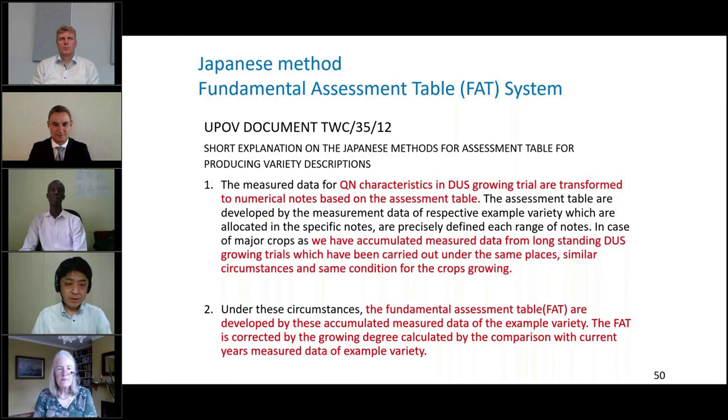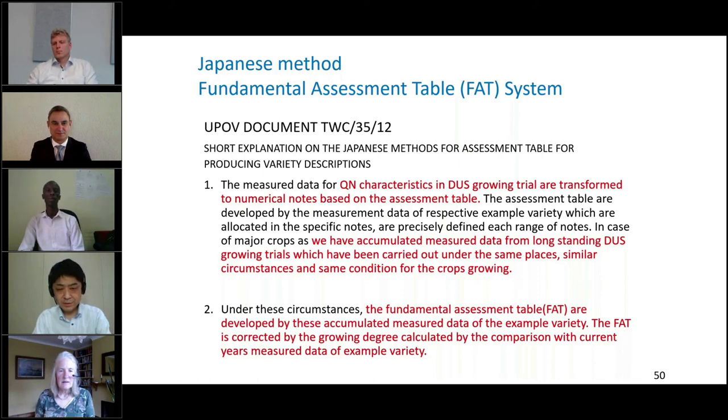So here we have the Japanese method, the fundamental assessment table system, called the FAT system. According to the UPOV document TWC slash 35 slash 12, first, the measured data for the QN quantitative characteristics in the DUS growing trial are transformed to numerical notes based on the assessment table.